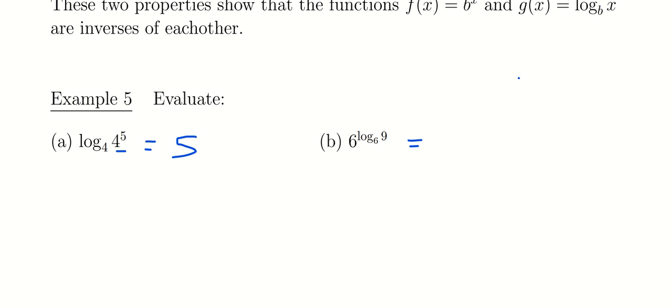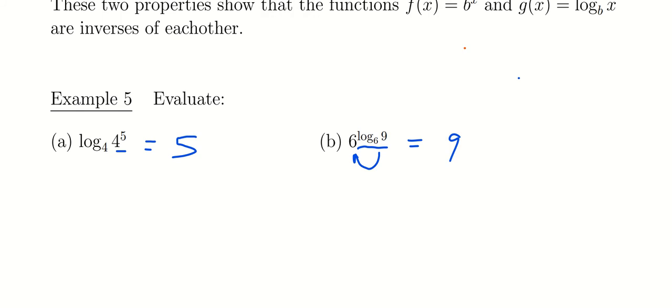For part B, we're taking 6 and raising it to the log base 6 of 9 power. Again, if you want to think of it a couple different ways, log base 6 of 9 is the exponent that you would need to raise 6 to in order to get the value 9. And then we simply take 6 and raise it to that exponent, so that will produce the value 9.